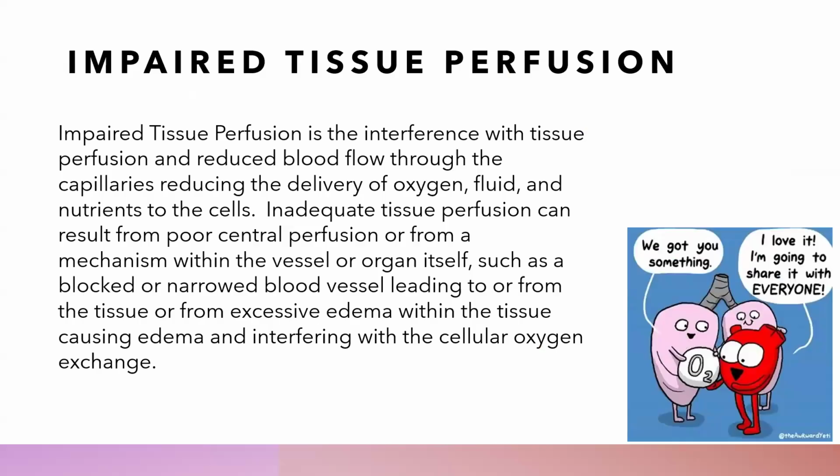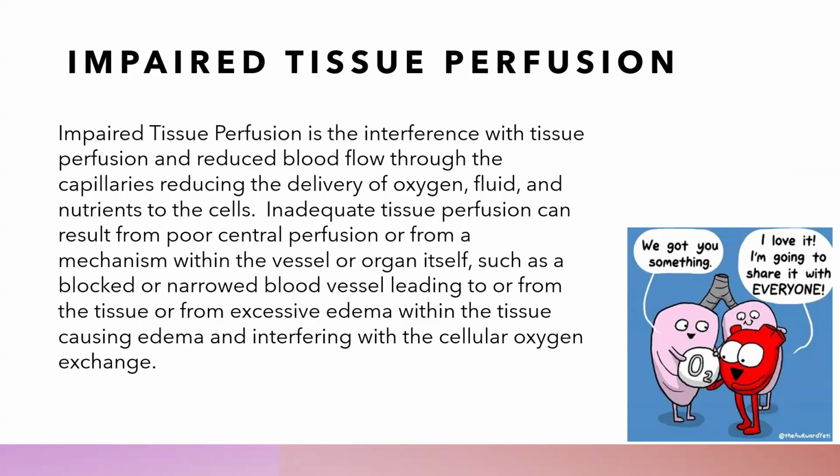If you go look at page 180 in Williams, table 16.1, those are the risk factors for impaired perfusion. We have quite a few of them. So impaired tissue perfusion is, again, the interference with tissue perfusion and reduced blood flow through the capillaries, which, if they're reduced, are not getting the oxygen, fluid, and nutrients that they need.